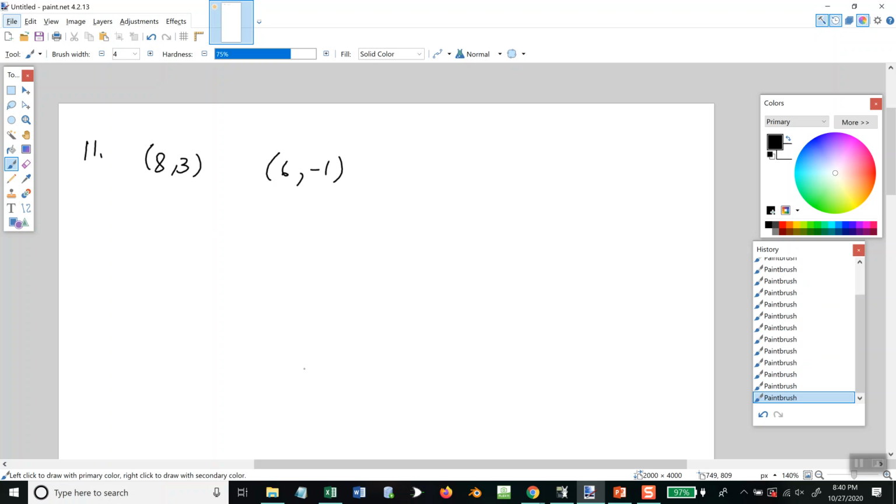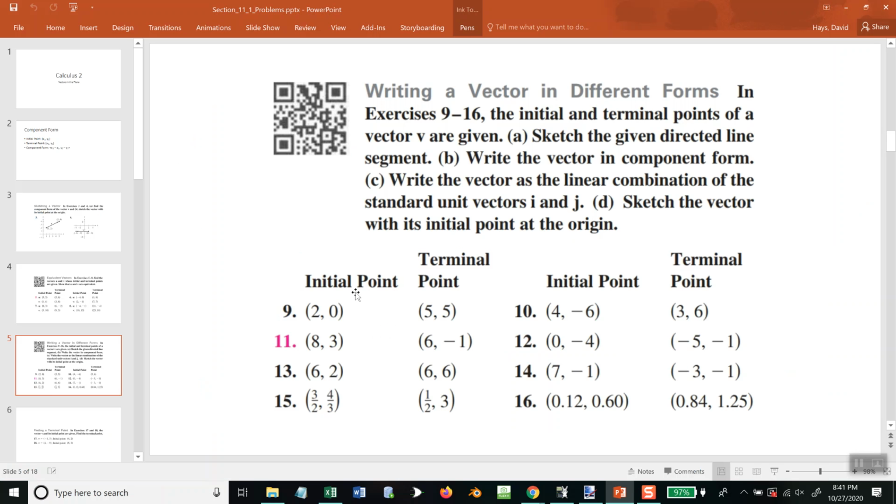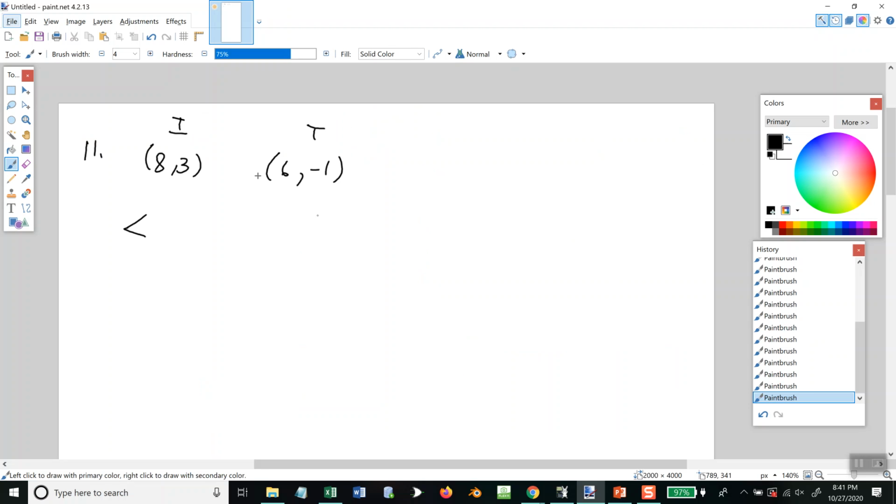Okay, let's find our component form. So we're going to subtract our x's. This is our initial, this is our terminal, and that's important, which one's the beginning, which one's the end. So I'm going to take 6 minus 8, and I'll take negative 1 minus 3. 6 minus 8 is negative 2. Negative 1 minus 3 is negative 4.